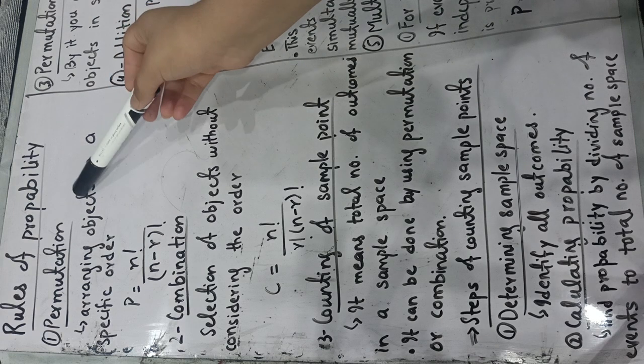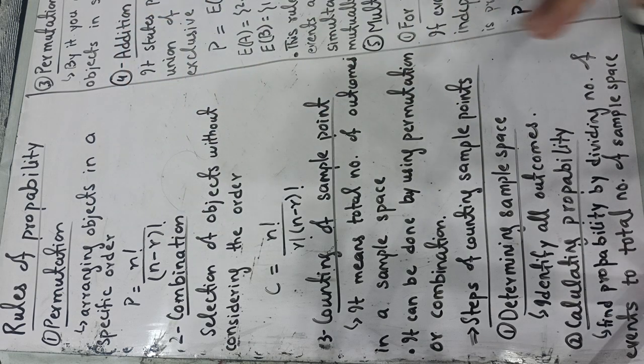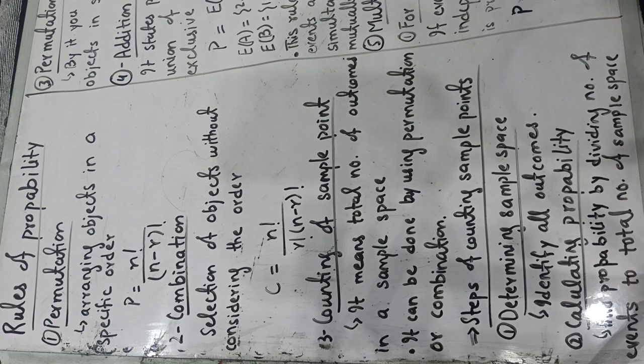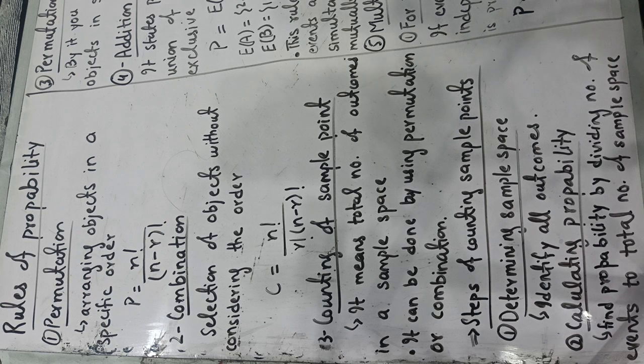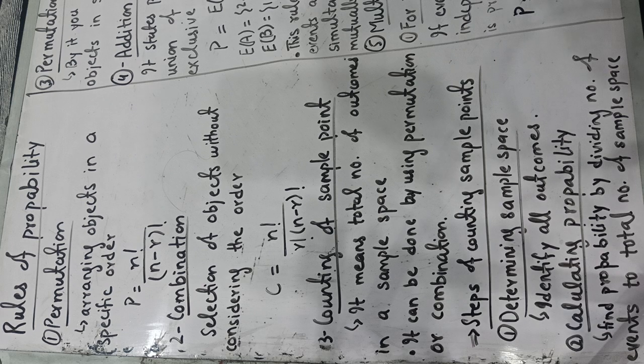the permutation. What is permutation? We have solved the whole chapter, chapter number 7, about it. So permutation is arranging the objects in a specific order. So what is the formula of it? Its formula is P equals n factorial over n minus r factorial. We have solved a lot of questions about that formula.